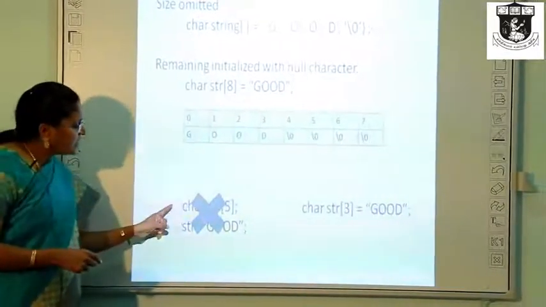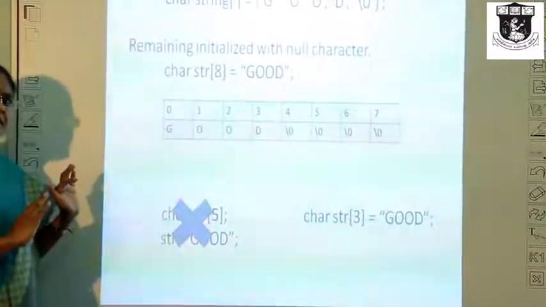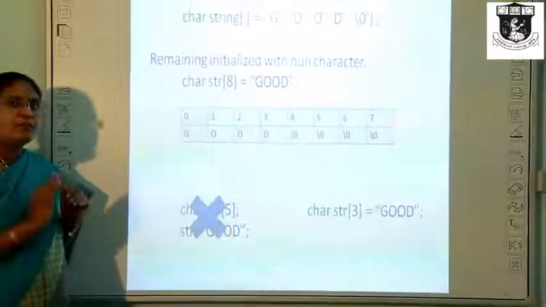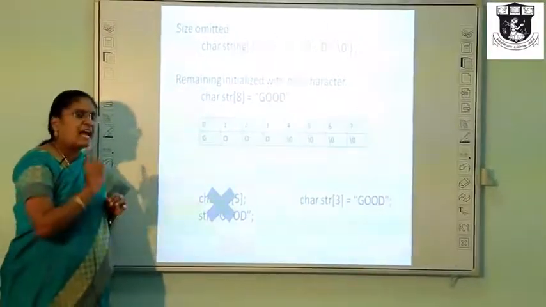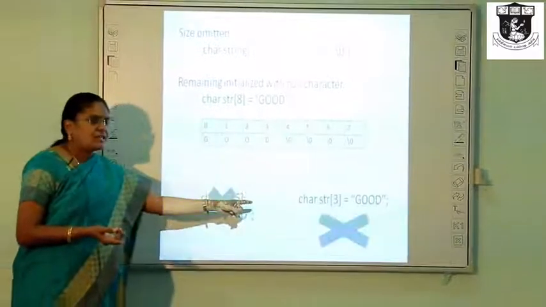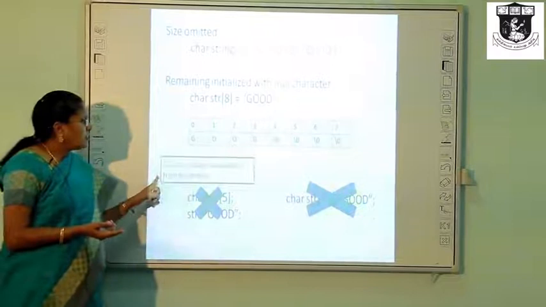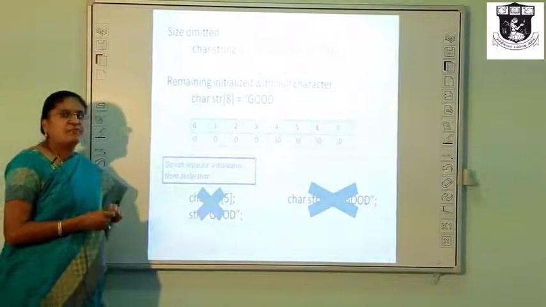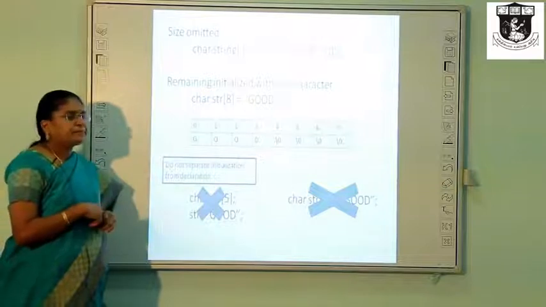Next one, if you say char of 5 and this thing, here you'll be saying everything is correct. This is 5 and this is 4. But what is wrong here is, do not separate declaration and initialization. So that is the meaning of this. Both are wrong. The reason over here is, do not separate initialization from declaration. So this is the main thing you are supposed to keep in your mind.